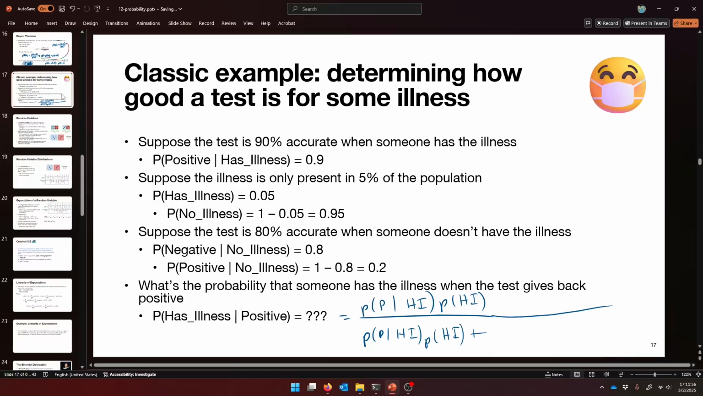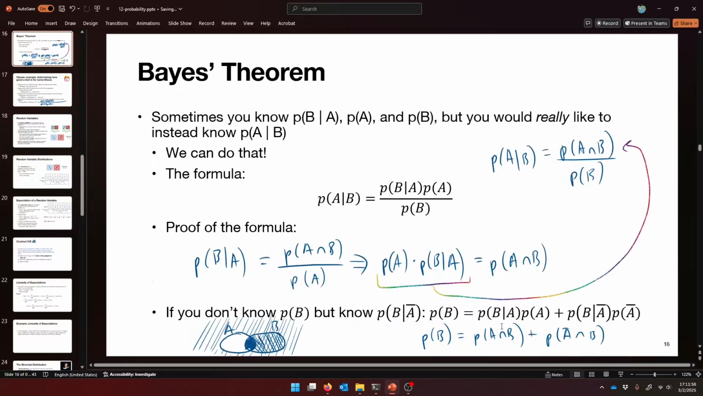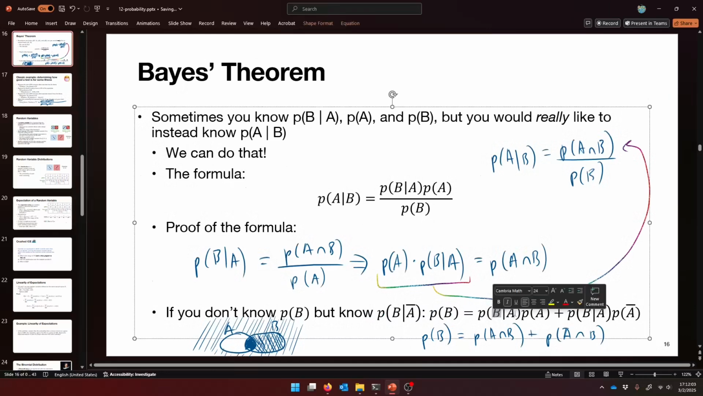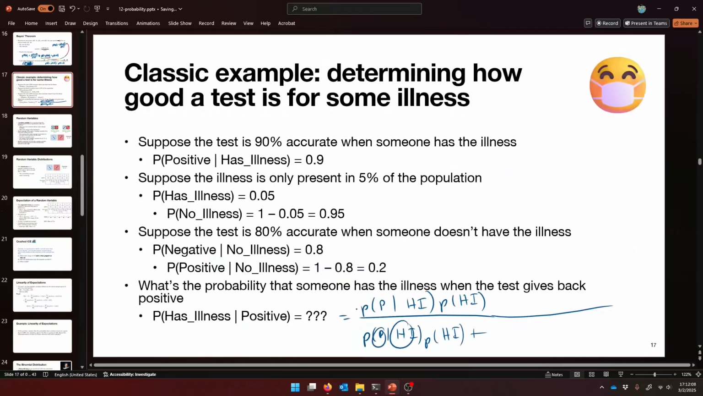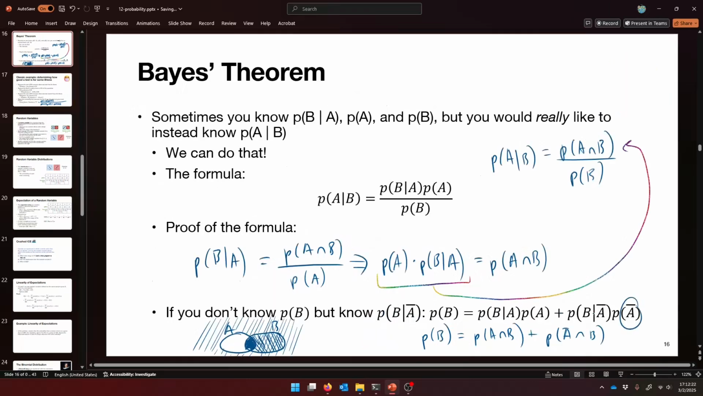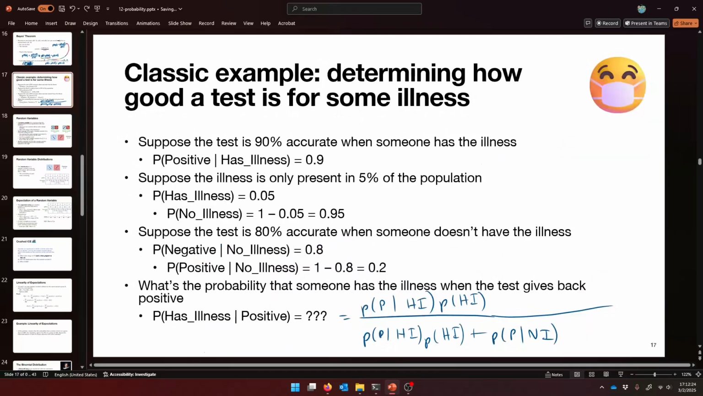So we have some useful stuff here. We want the probability that it was the first thing given the second thing complemented. So the probability that it was positive given that you didn't have the illness, given that you had no illness, NI, times the probability of that complement, the probability that you had no illness. So that's another way to come up with the probability that the test was positive.